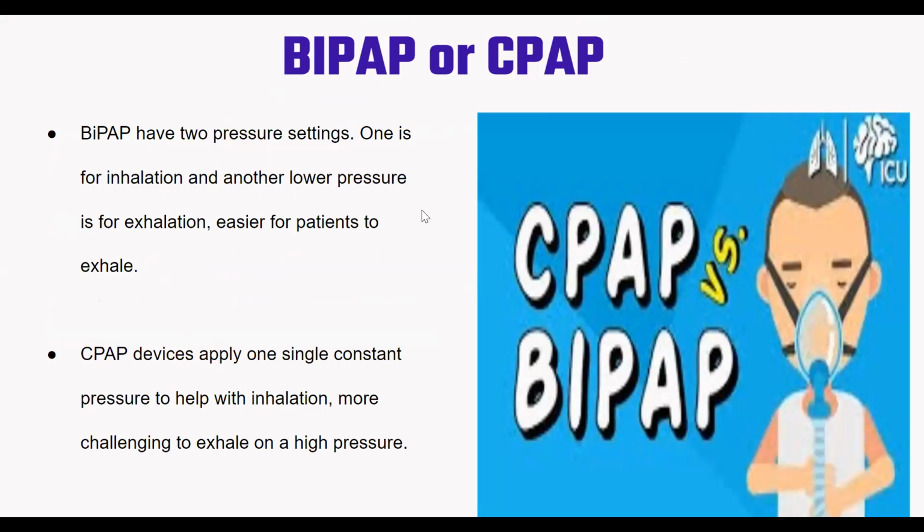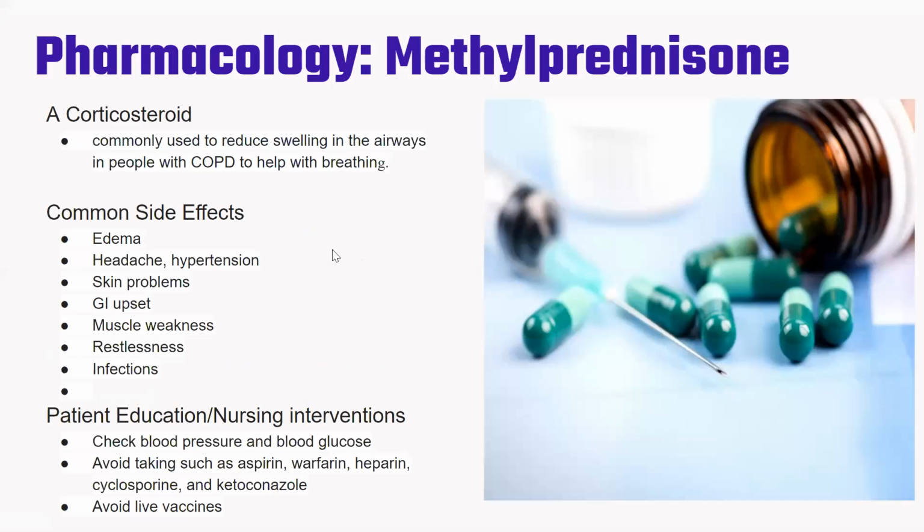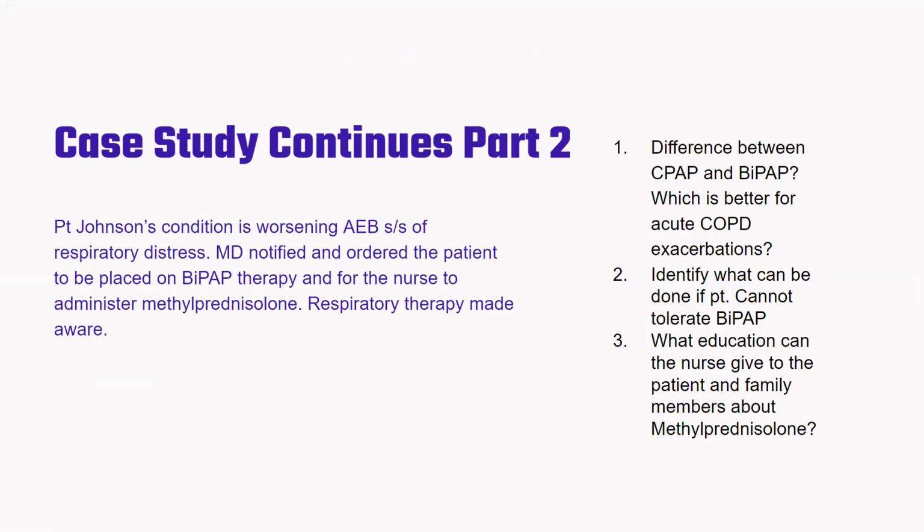So BiPAP and CPAP machines have very similar functions. They both help to keep the airways open and help the users to breathe easily during sleep. The main difference between them is that BiPAP has 2 pressure settings. One is for inhalation and another lower pressure is for exhalation. So it's easier for patients to exhale. On the other hand, CPAP only has one single constant pressure to help with inhalation. So it's more challenging to exhale when using CPAP. Because of that reason, BiPAP is the more preferred option for the patient in the case study with acute COPD exacerbation at the beginning.